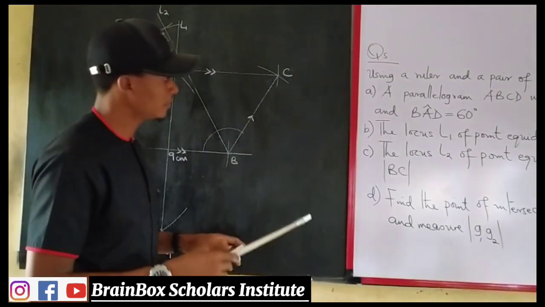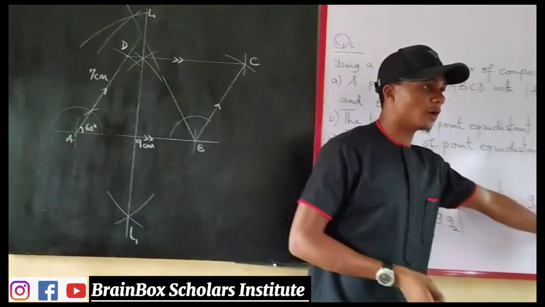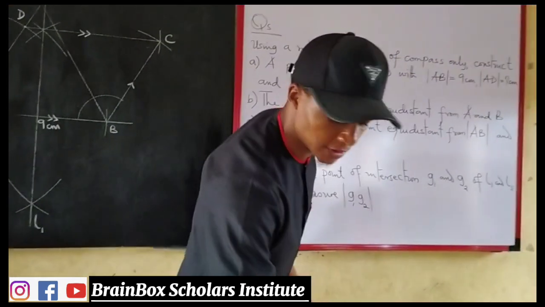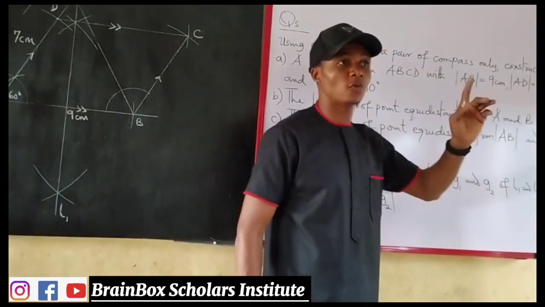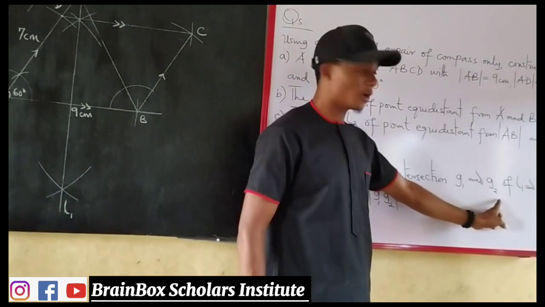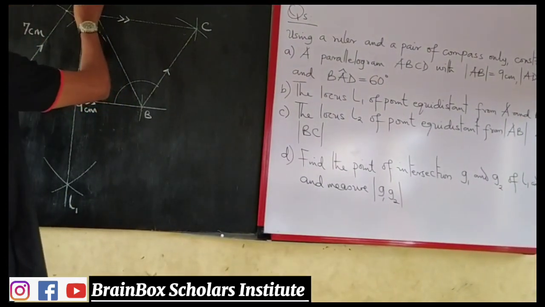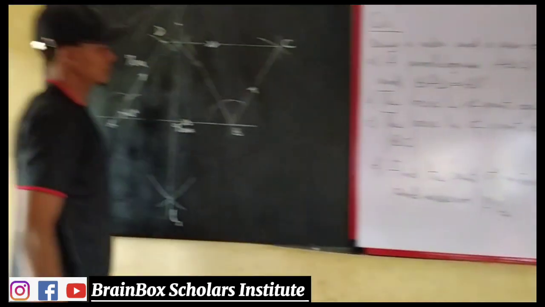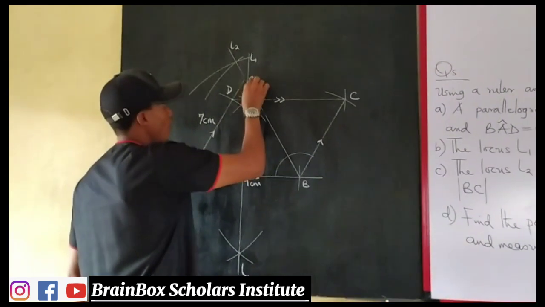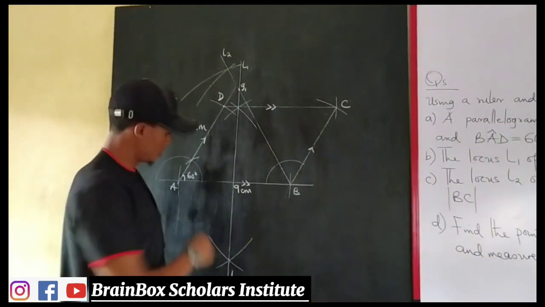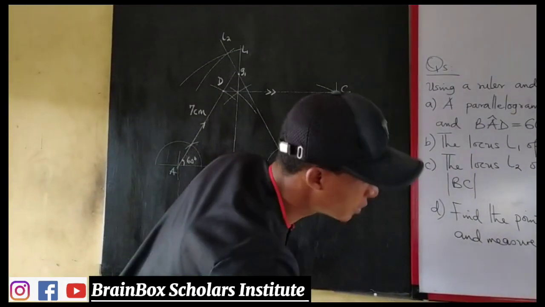Yes. Okay, so now look, find the point of intersection G1 and G2 of L1 and L2. That means I should look for where L1 and L2 intersected twice. So it will form G1 and G2. But here, notice that I have only one intersection, where L1 and L2 intersected, and I have G1. But G2 is missing. There's no place where two of them intersected. Now what do I need to do?